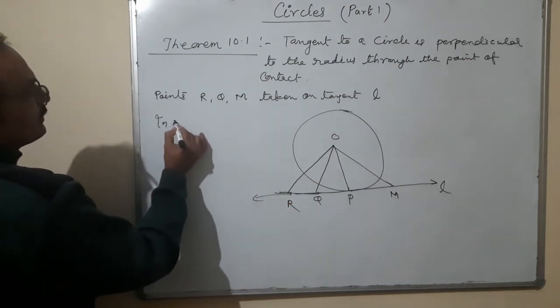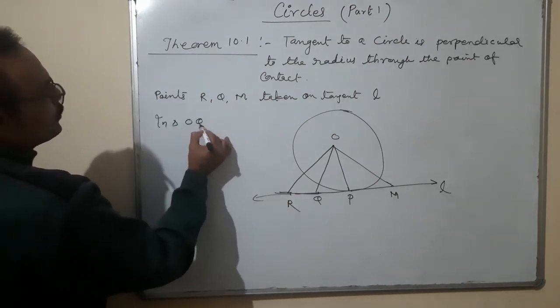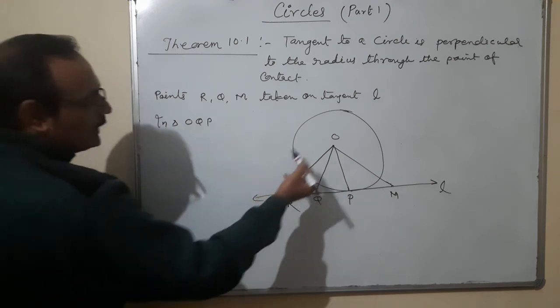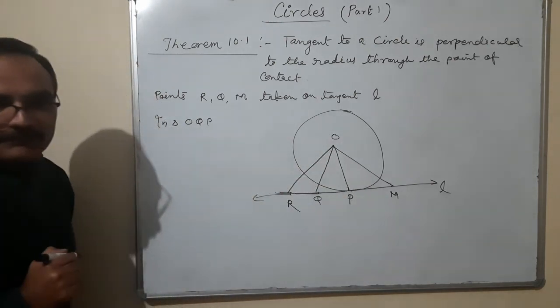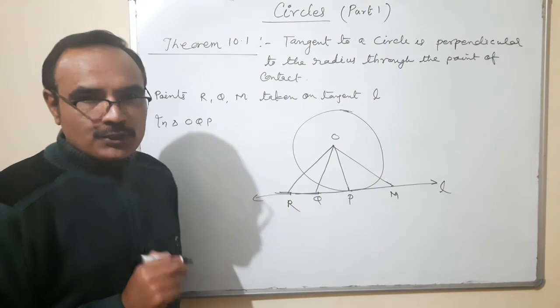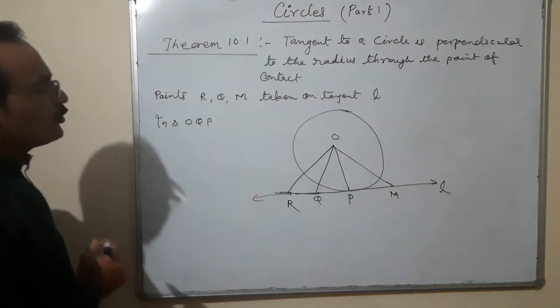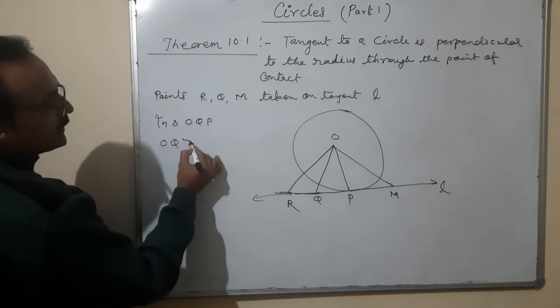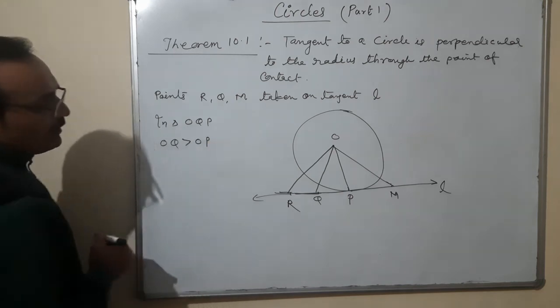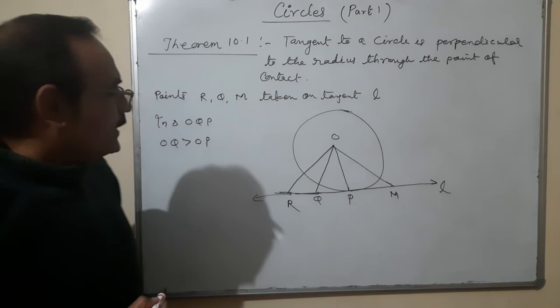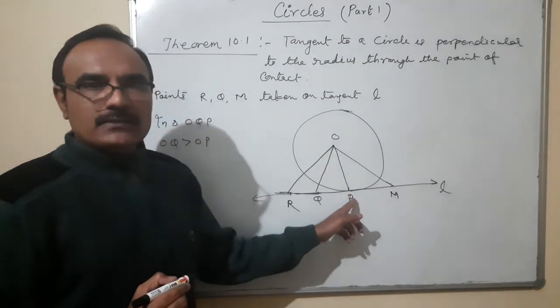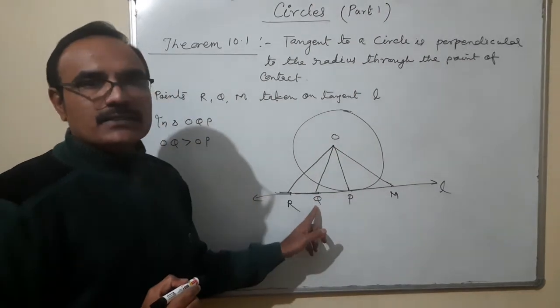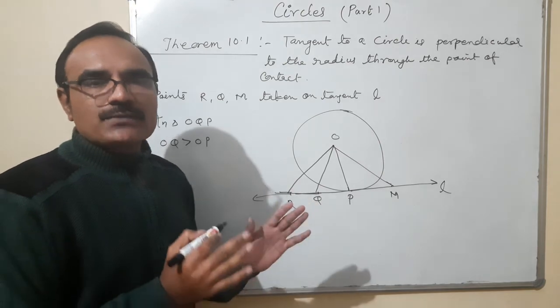In triangle OQP, one thing is clear: OQ is greater than OP. Am I right? On what basis can we say this? We can say it because OP is the radius, and OQ is the side which is more than the radius.